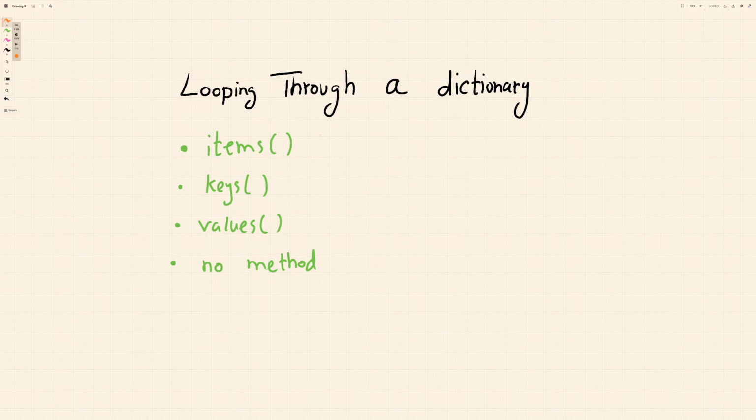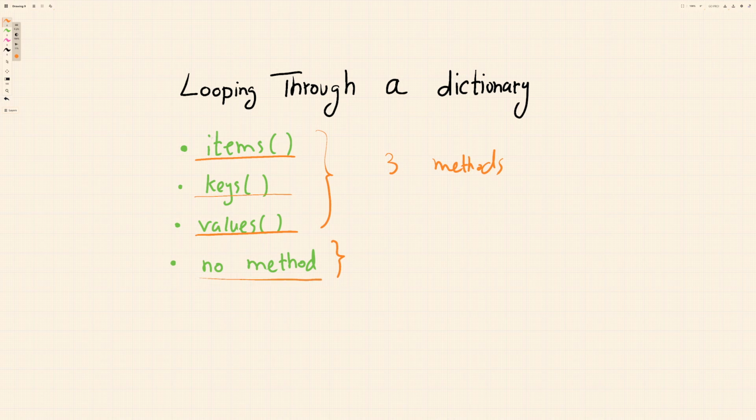We have three methods, or we can loop without a method. Now, you don't need to memorize all of them. They are mostly based on personal preference and they give very similar results. The first one is items. The second one is keys. And the third one is values. Or you can loop through without a method. So let's see each one of them in action.